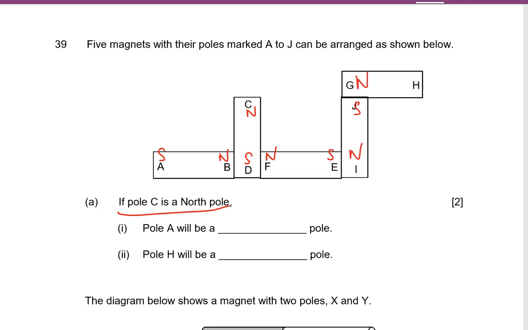So I've basically listed out everything. Pole A, what would it be? It will be a south pole. You can spell it out as well. You can just write S or you can spell it out. Pole H is also going to be a south pole. Okay, this is quite easy, huh?